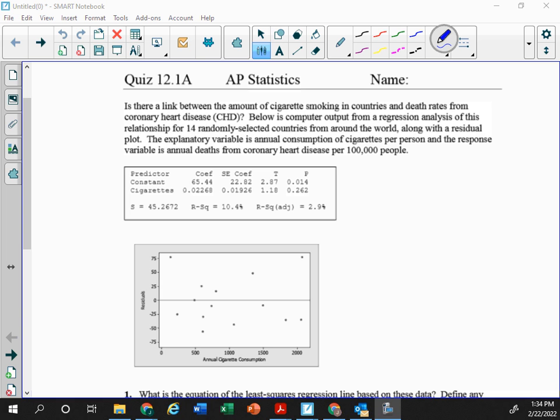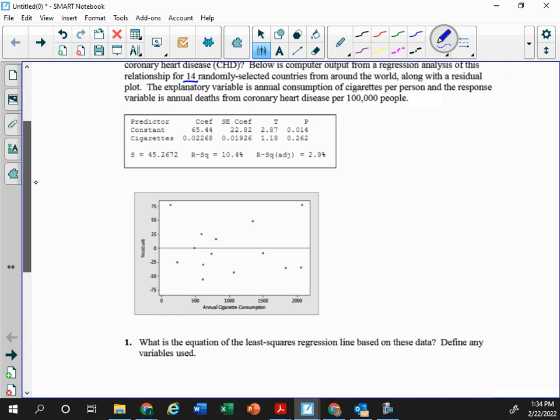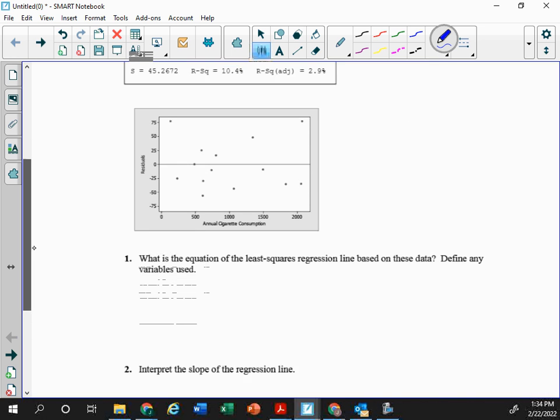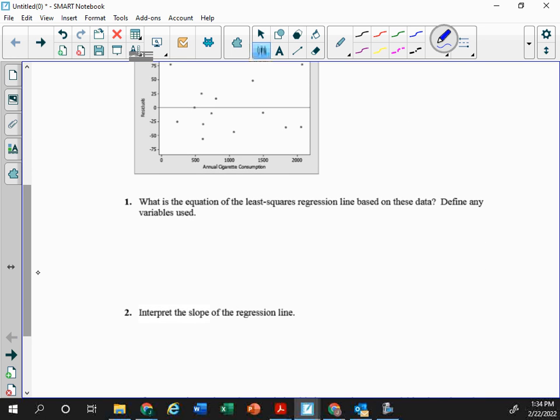All right, we've got 14 randomly selected countries. They give you the residual plot. They tell you what the explanatory variable is and the response variable. So we have to write the equation of the least squares regression line based on the data.